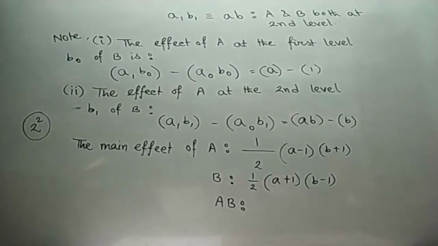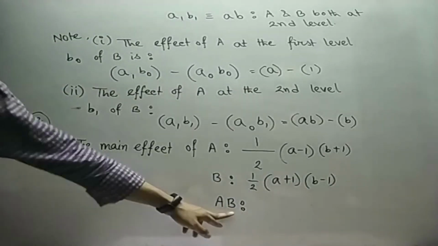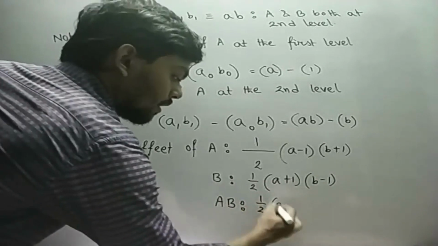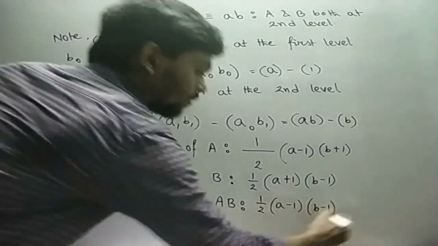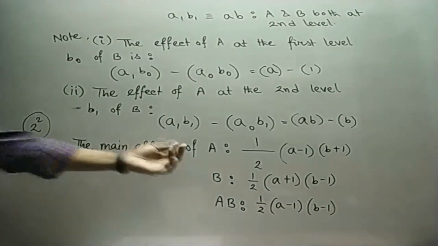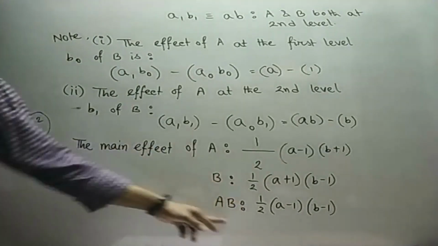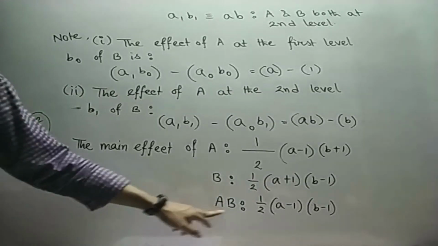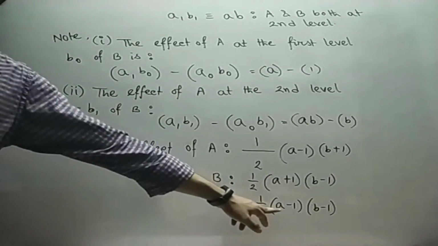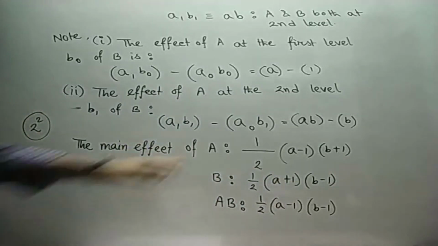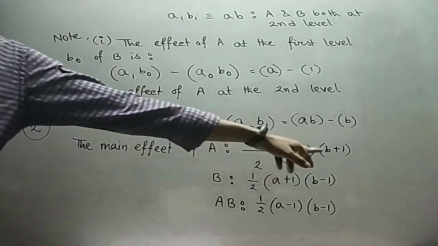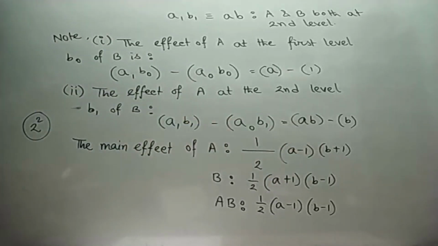Here you can see that A and B both are present, so that's why we have to take A minus 1 and B minus 1. That means if we have to calculate the main effect of any factor combination or any interaction, then if A and B both are present, we just have to take A minus 1 and B minus 1, and if, let's say, only A, we have to take A minus 1 but B will be plus 1. Okay, so simple calculations.